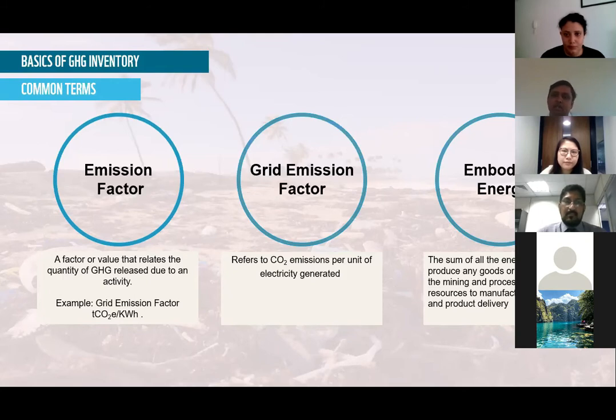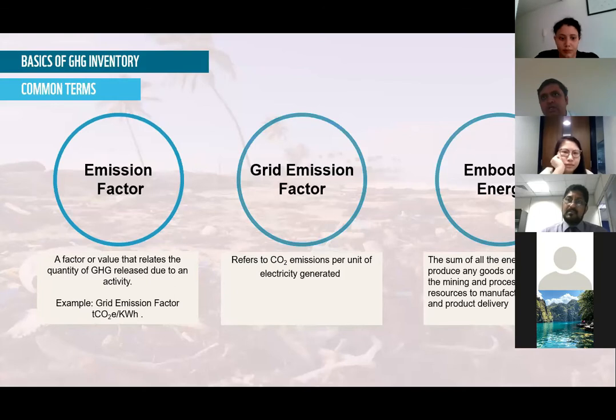Similarly, there's embodied energy. Embodied energy is a term which you encounter when you are working mostly on product carbon footprint, to understand how much emissions happen because of the production or use of a product. So, for example, if we take any product, such as our laptops or our mobile phones, in manufacturing these phones, a lot of energy goes into it.